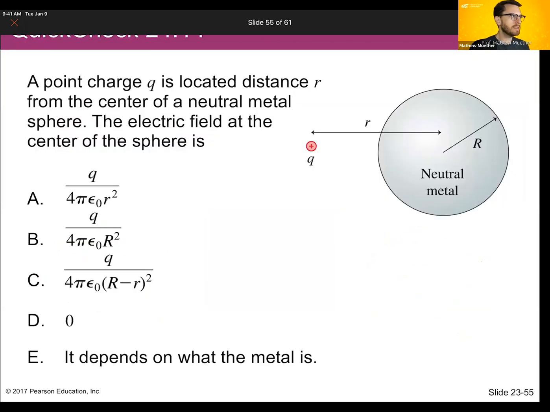Okay, so let's try some problems related to a conductor and see if we can use Gauss's law to help us understand some of these questions. Let's imagine that I have a positively charged particle that's to the left of a neutral conductor, a neutral metal object. I have a spherical conductor that has radius R, that you see there on the right. What's the electric field at the center of this conducting sphere? What's the electric field at the center of the conducting sphere?